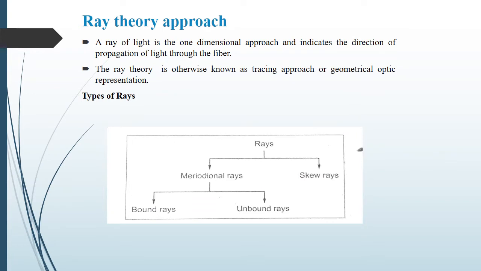Next is the ray theory approach. A ray of light is a one-dimensional approach, and it indicates the direction of propagation of the light through the fiber. This theory is also known as the ray tracing approach or geometrical optic representation. Next, the types of rays. There are two types of rays: one is meridional rays and another one is skew rays. In meridional rays, there are two types, bound rays as well as unbound rays. Let me see one by one.